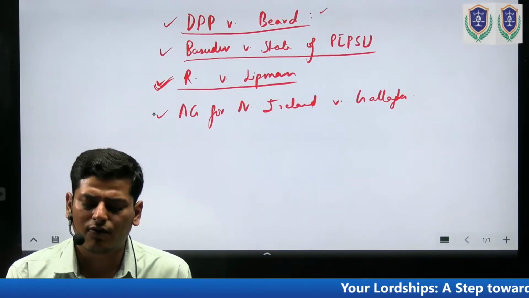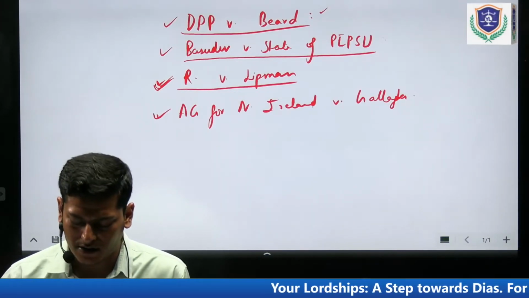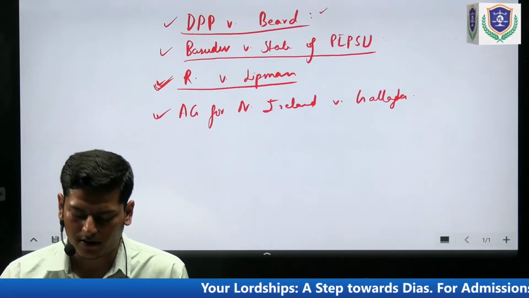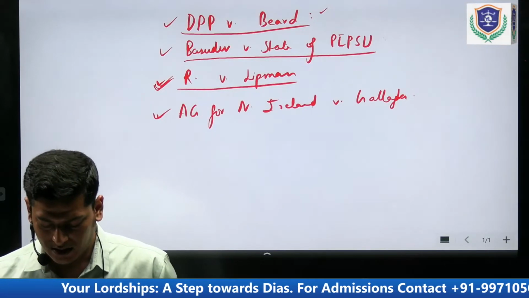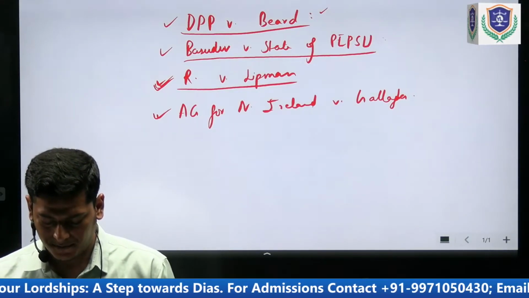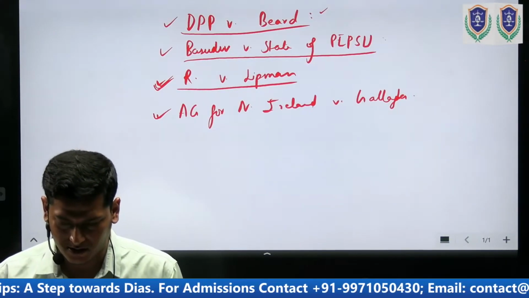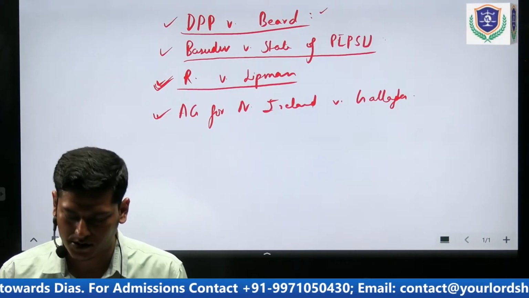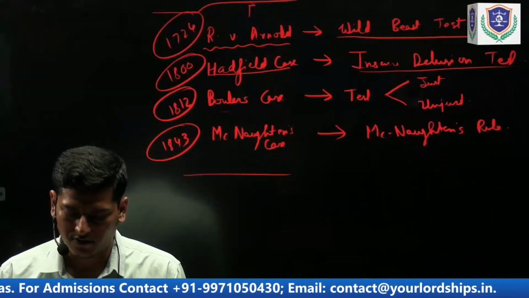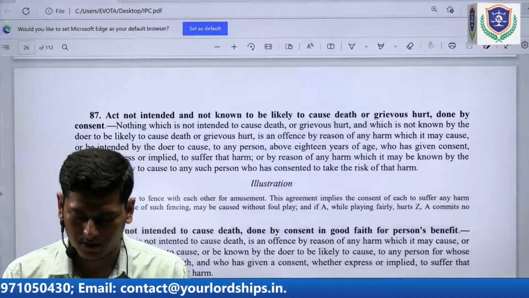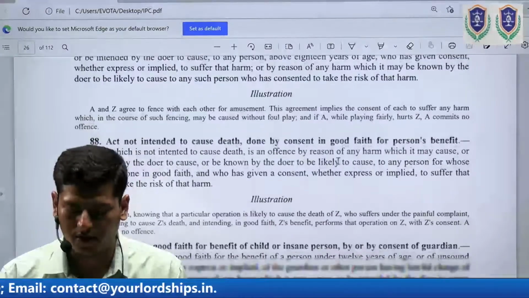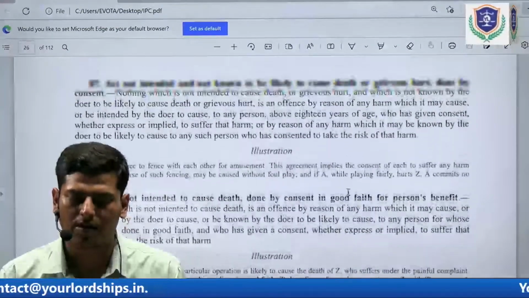Then the Attorney General for Northern Ireland versus Gallagher case is there. A psychopath was there. He got aggravated by the drinks. And then he killed a person. So these were some of the important cases related to the defense of intoxication. Now we'll deal with the cases relating to consent.